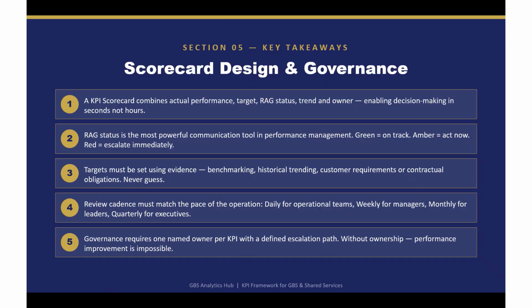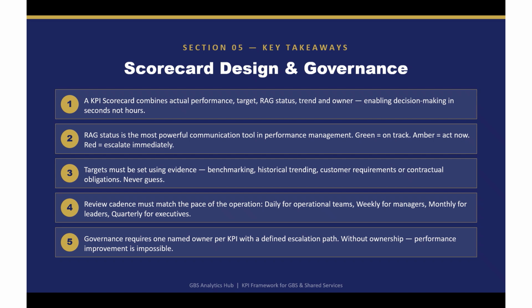5 key takeaways. One, a KPI scorecard combines actual performance, target, RAG status, trend, and owner, enabling decision making in seconds, not hours. Two, the RAG status is the most powerful communication tool in performance management. Green on track, amber, act now, red, escalate immediately, and always include amber. Three, targets must be set using evidence, benchmarking, historical trending, customer requirements, or contractual obligations. Never guess.